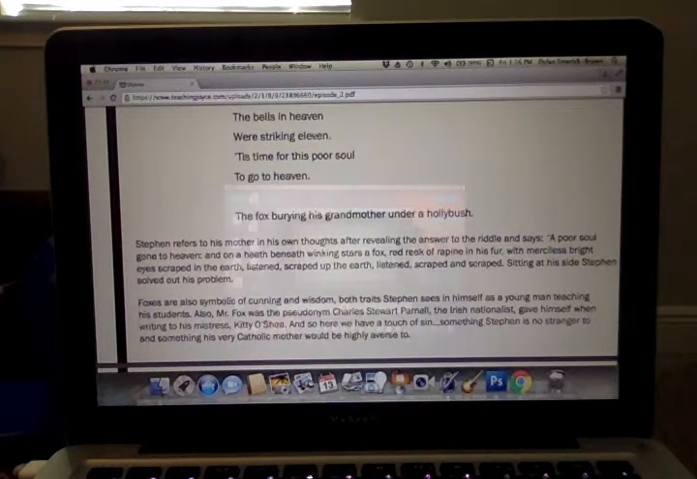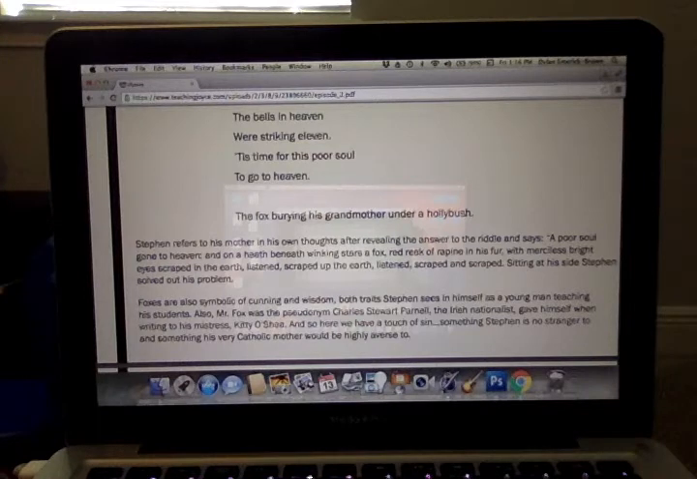Now, Stephen refers to his mother in his own thoughts after revealing the answer to the riddle and says, "A poor soul gone to heaven, and on a heath beneath winking stars a fox, red reek of rapine in his fur, with merciless bright eyes scraped in the earth, listened, scraped up the earth, listened, scraped and scraped. Sitting at his side, Stephen solved out his problem."